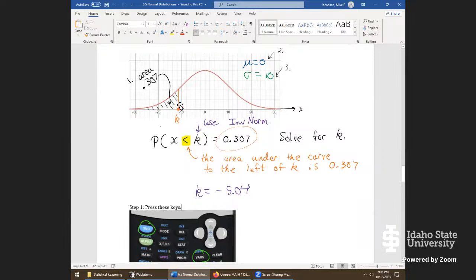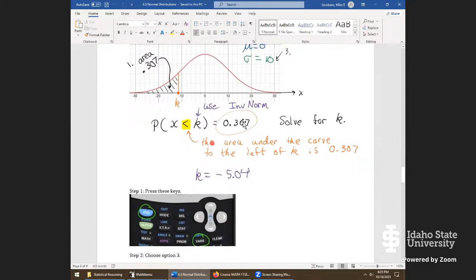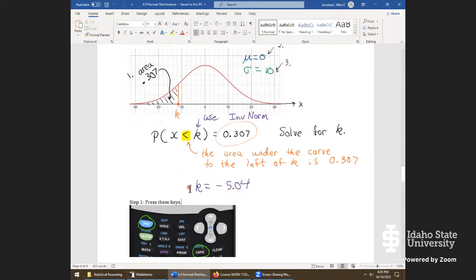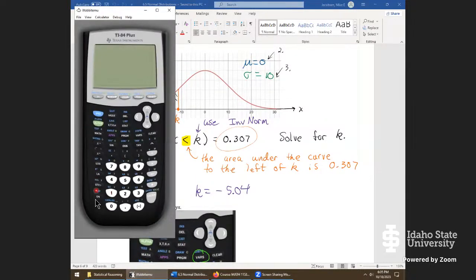It was only for us to guess. Then we had to input the area as our first input, the mean and the standard deviation as our second and third input. But no matter what the process is, whether it's inverse norm or normal CDF, you're really just going to hit second and bars right away to start this off. So let's go through this again and just see how it goes.